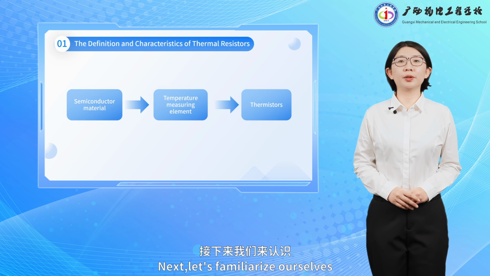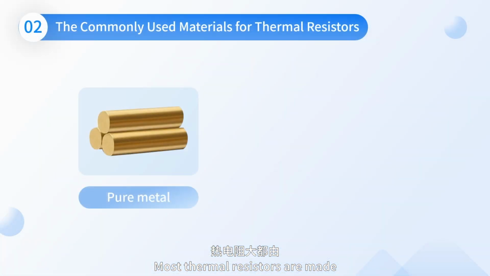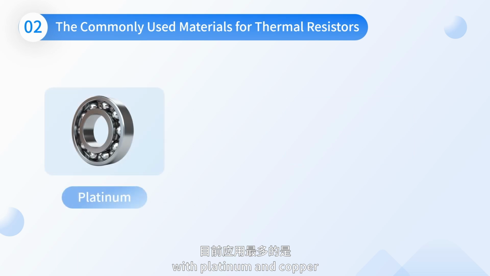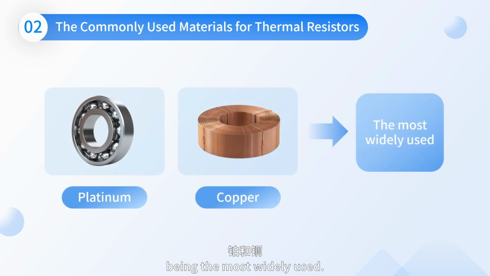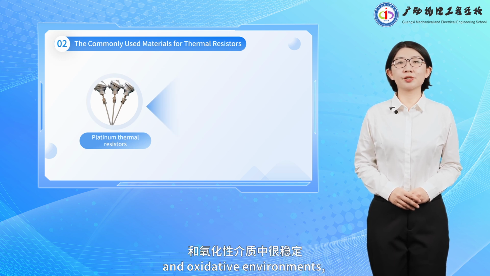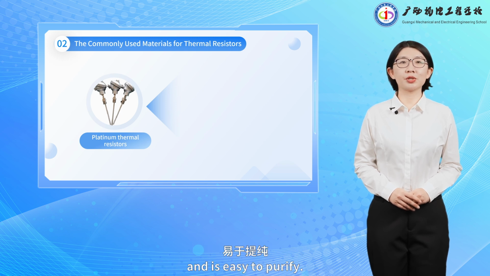Next, let's familiarize ourselves with the commonly used materials for thermal resistors. Most thermal resistors are made of pure metal materials, with platinum and copper being the most widely used. Platinum resistor has stable physical and chemical properties in high temperatures and oxidative environments, and it has good process performance and is easy to purify.